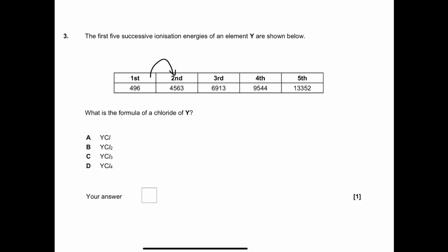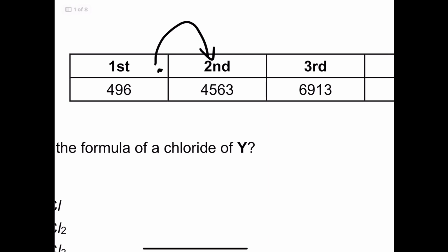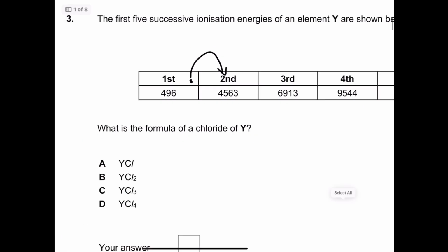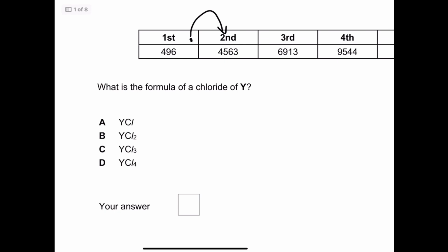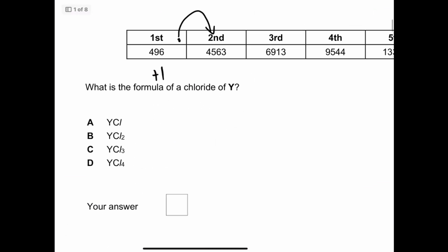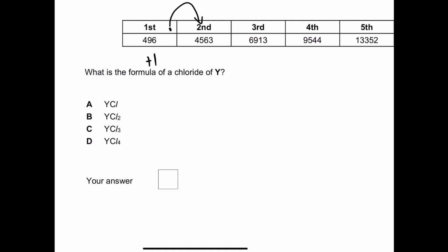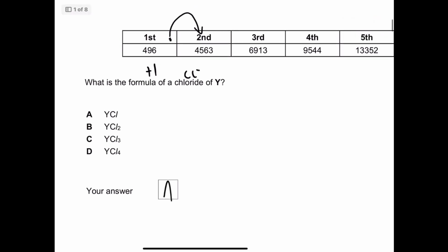And what this means is where your arrow starts, I'll always draw an arrow from where the big jump is. Where the arrow starts, which is here, that is what group the element is going to be in, because it's got the biggest jump in ionization energy, which means that an electron is probably being removed from a different energy level. So obviously, if it's in group 1, then it's going to have a charge of +1. And of course, we know that chloride is Cl minus. So it's just going to be 1-to-1 ratio because of the charge. So A is your answer for that one.